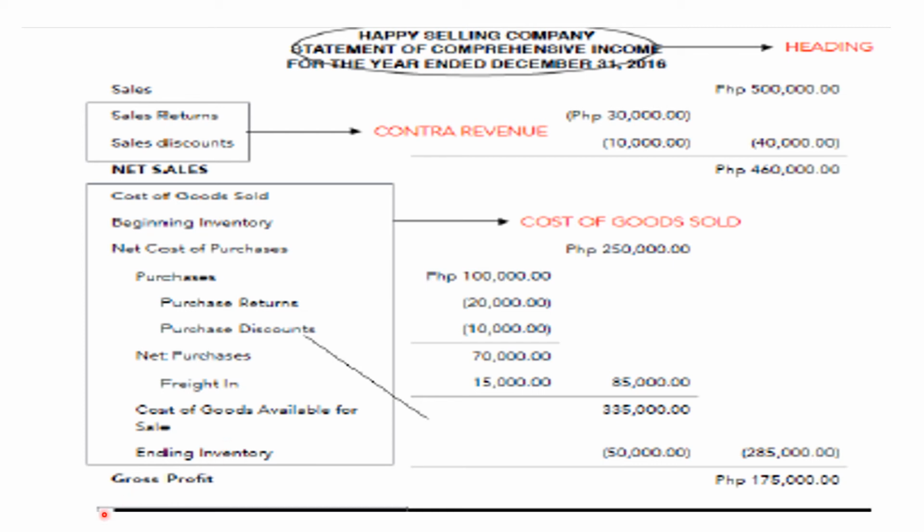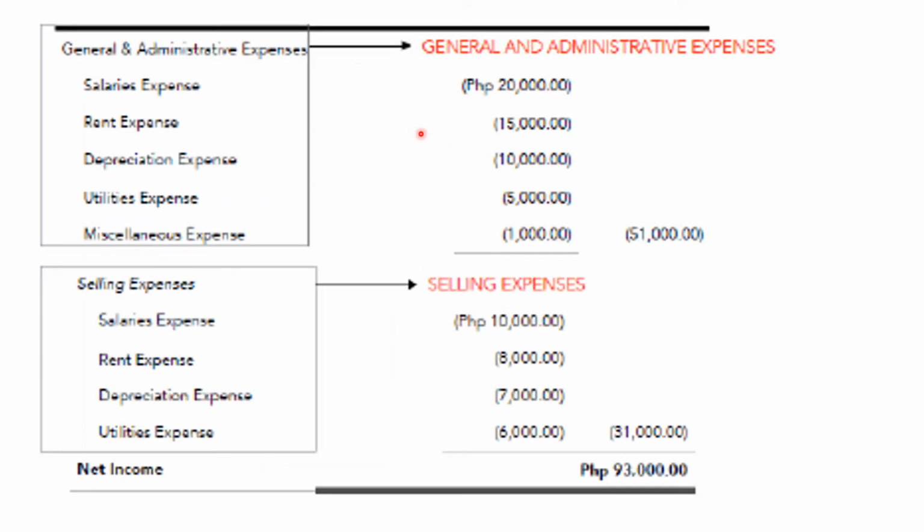So sales less cost of goods sold is gross profit. So we need to get the net sales. The net sales is 460,000. Subtract by cost of goods sold, which is 285,000. So we generate a gross profit of 175,000. So we have the fourth part, which is the general and administrative expenses.